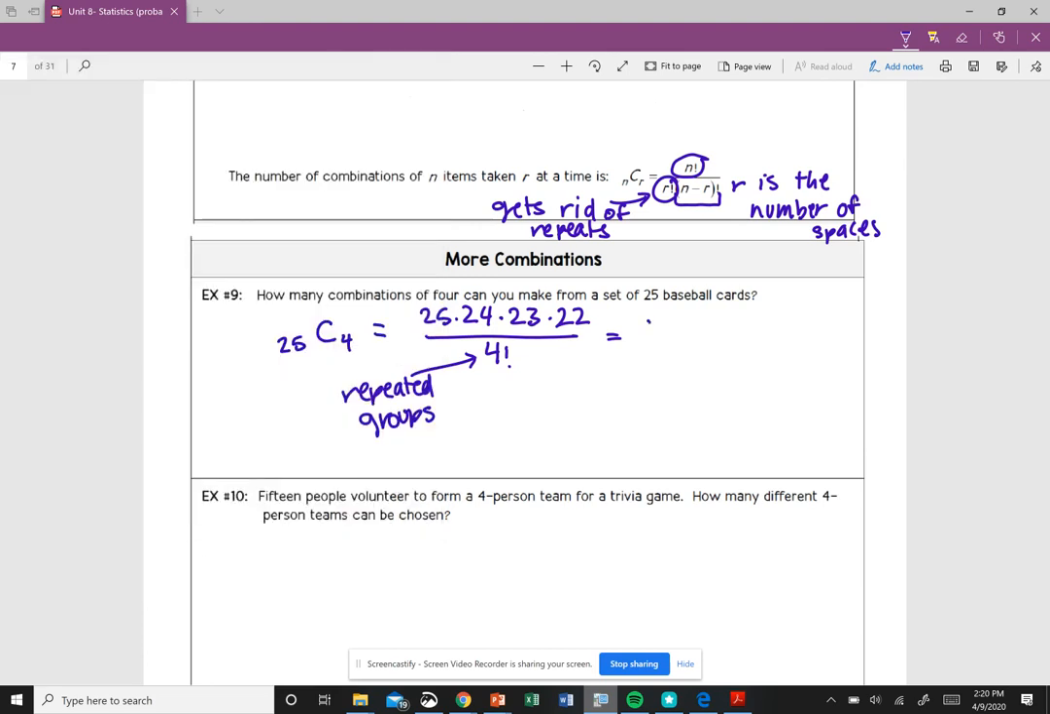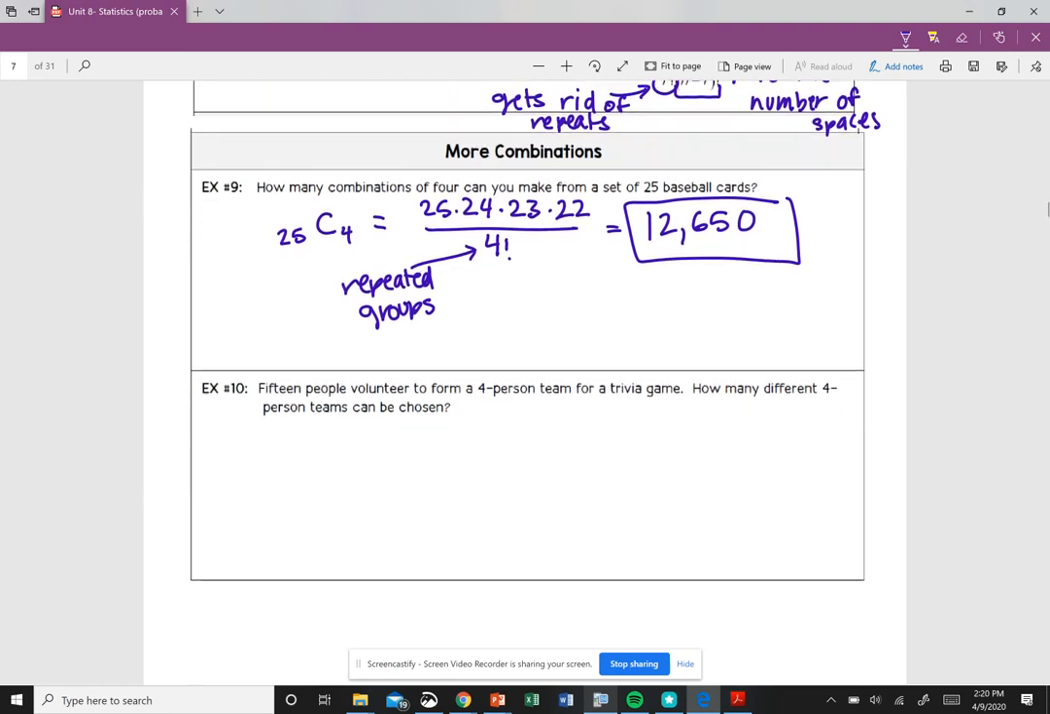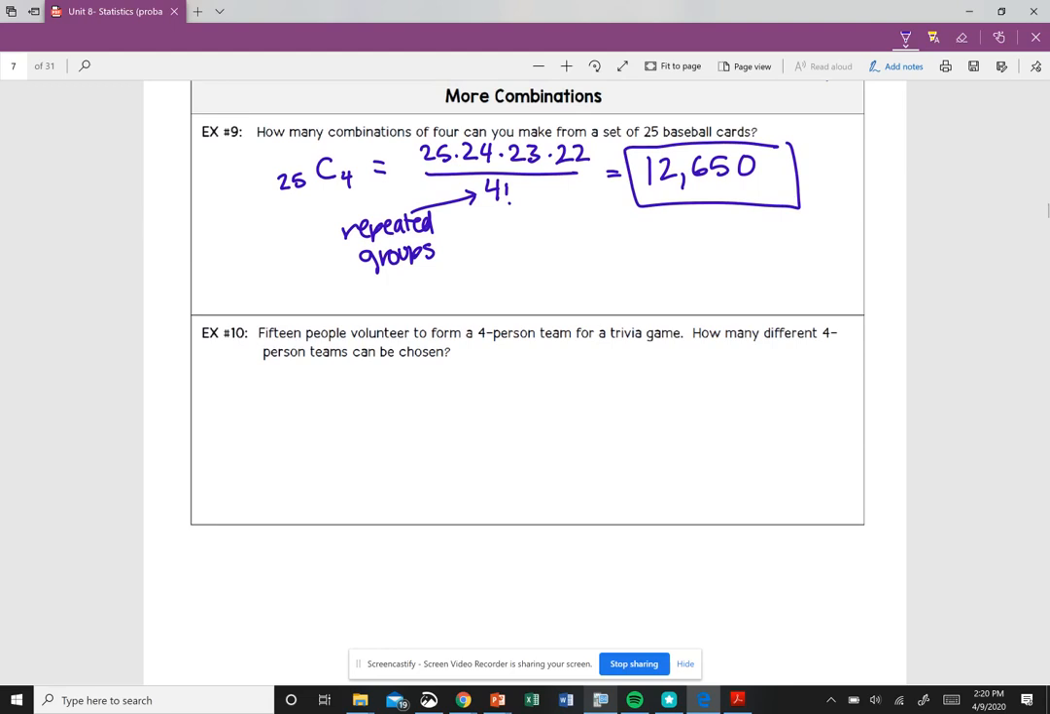And I end up getting 12,650. So there are 12,650 ways to organize 25 baseball cards into a group of 4. Okay. What about this one right here? You try it, read it, see if you can set it up, pause it if you need to, and then get back to me. Okay, so 15 people are volunteering to form a 4-person team.